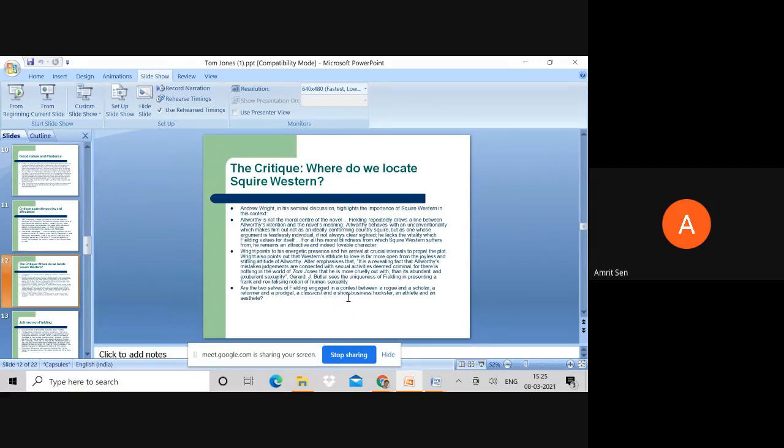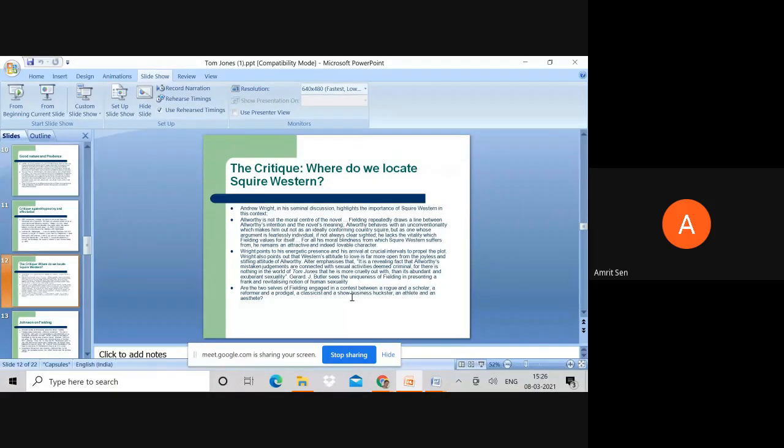Are the two selves of Fielding engaged in a contest between a rogue and a scholar, a reformer and a prodigal, a classicist and a show business huckster, an athlete and an aesthete? Right? So this is for you to judge who is the moral center.